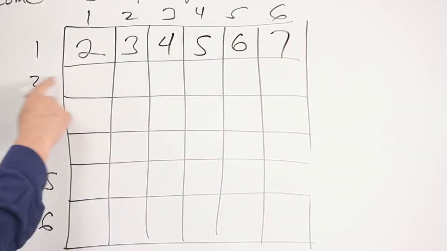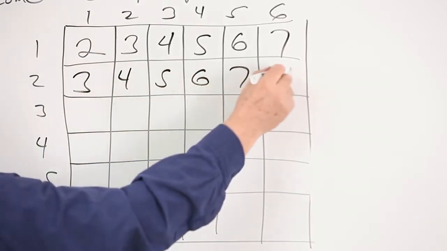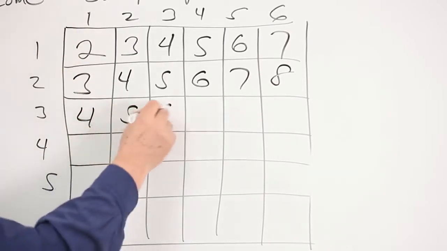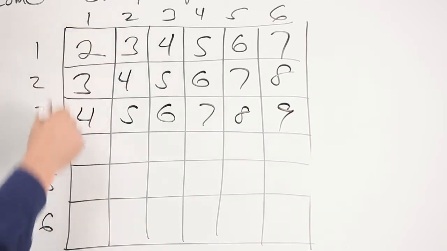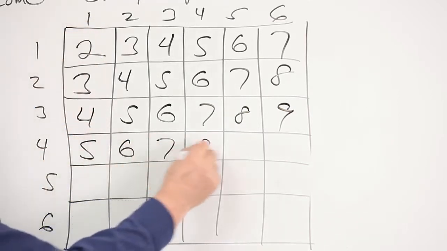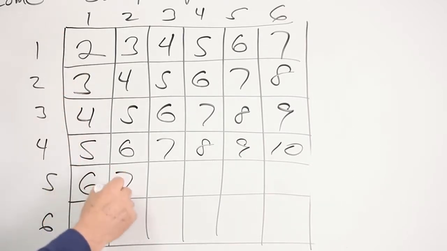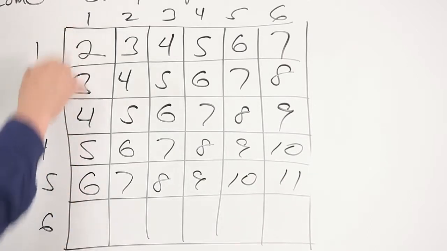And then you can see that 2 plus the 1 is 3. This is pretty easy to complete then. 3 plus 1 is 4. It's one of the easier tables to do. 4 plus 1 is 5. And 5 plus 1 is 6. And 6 plus 1 is 7.